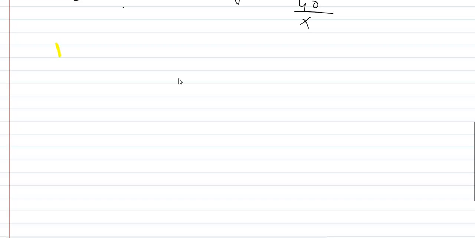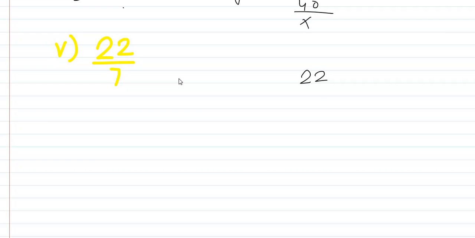Part number 5 is 22 over 7. This is our fraction, a rational number. We have to convert it into a decimal. So to convert it into a decimal, we divide 22 over 7. How do we divide it? 22 over 7. 7 3s are 21. When we subtract, here we get 1. 1 is less than 7, we place a point here, and 0. 7 1s are 7, remaining will be 3.